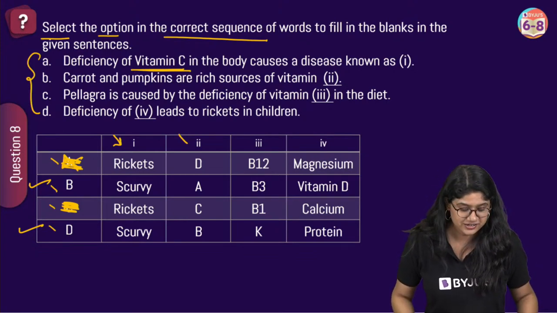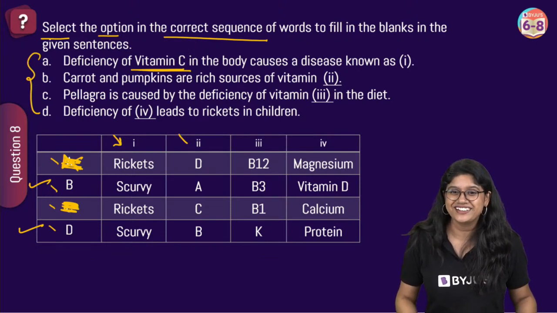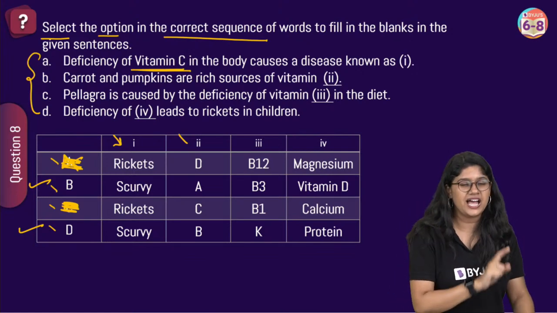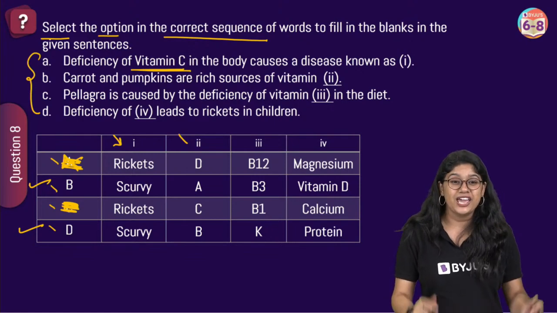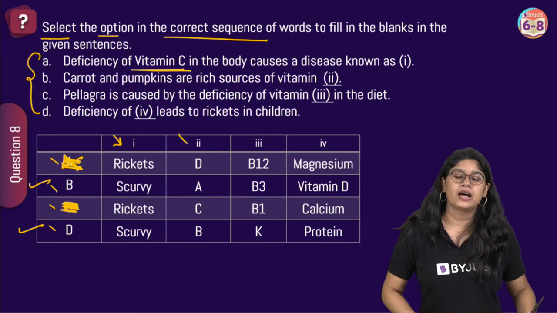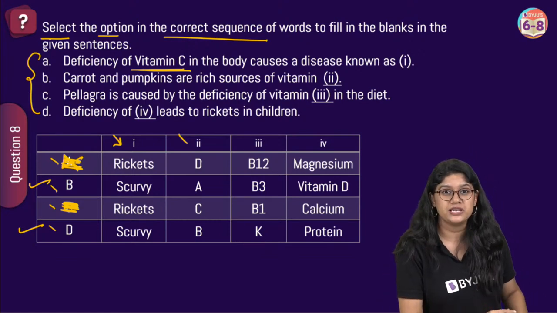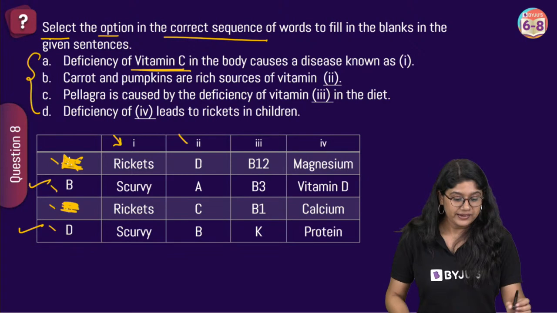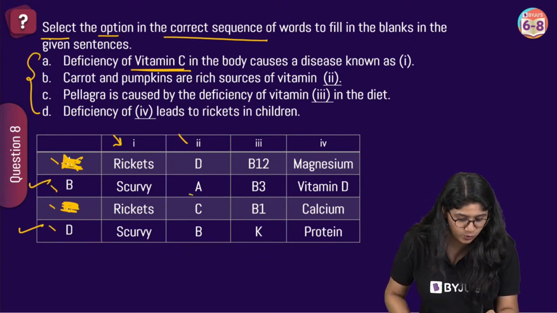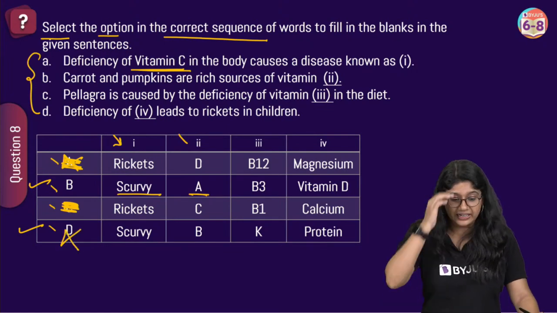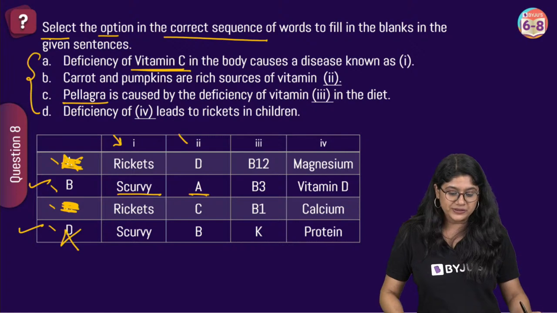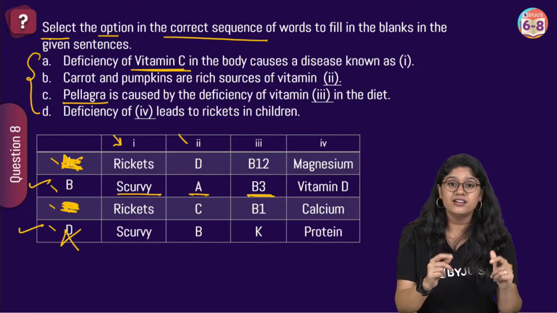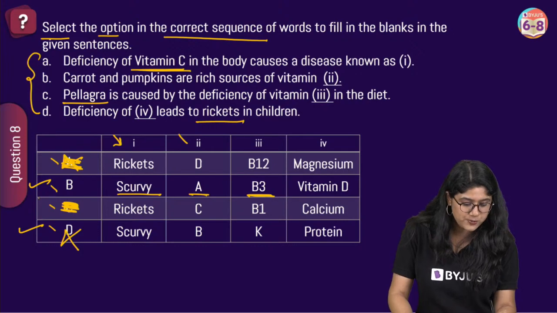Second, carrot and pumpkins are a rich source of which vitamin? How many of you love eating carrots? Doctors and parents will always tell you, if you want your eyes to be super healthy, to fight night blindness, we should be eating vitamin A. Carrot and pumpkin are a rich source of vitamin A. So we can say that option B is correct. Then we have pellagra, which is caused by the deficiency of vitamin B3, which is obvious. And if an individual has a deficiency of vitamin D, rickets will be caused in the individual.